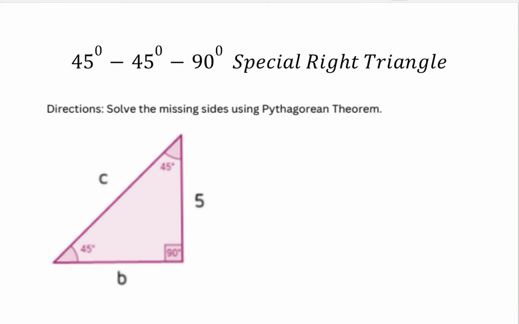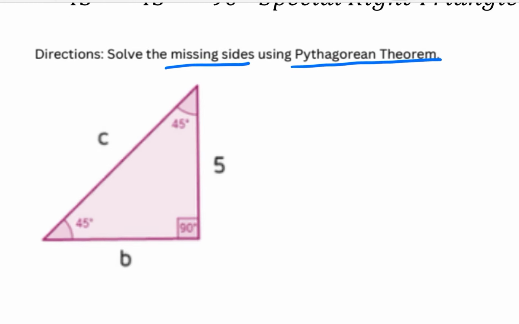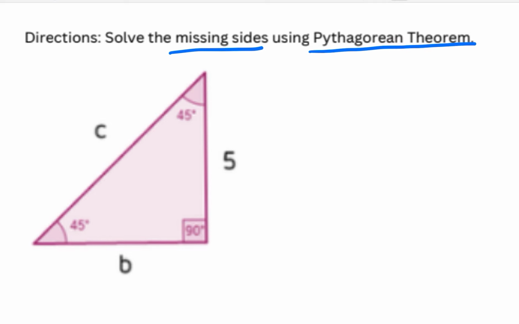In this video, we are going to talk about the 45-45-90 degree special right triangle. Before we start with the actual topic, we are going to make a connection to the previous topic, the Pythagorean theorem, and finding the missing side of the figure that we are looking at on the screen. Let's focus on the given angles. We have here two angles that measure 45 degrees.